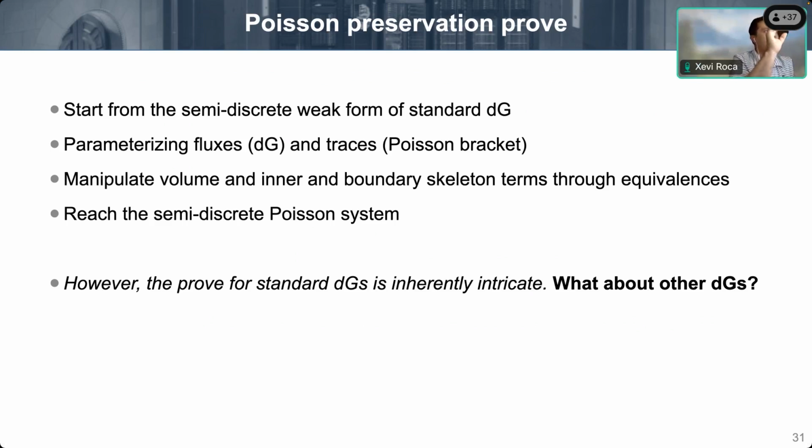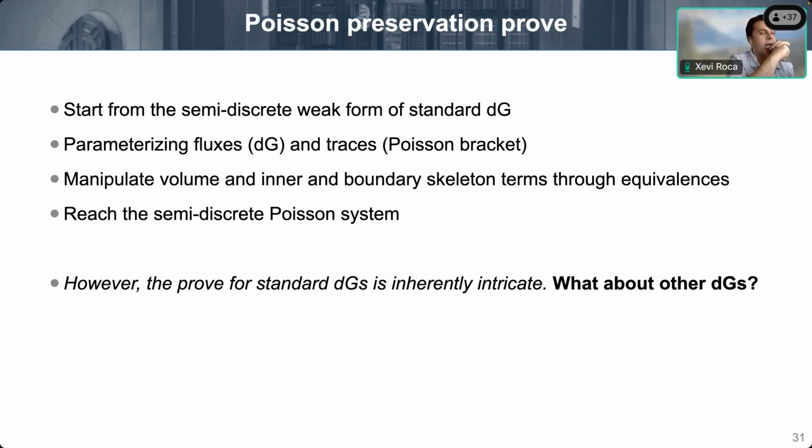So they start from this weak form for a standard DG. They parameterize the fluxes for DG and the numerical traces for the Poisson bracket, and they manipulate the volume and skeleton terms through equivalences until they reach the semi-discrete Poisson system. However, the proof for a standard DG is inherently intricate.